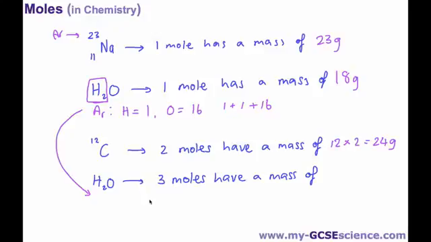Well, we need the relative atomic masses and the relative formula mass, but I've done that up here, so we can use that. Relative formula mass is 18, but we don't want 1, we want 3. So that would just be 18 times 3, which is 54 grams.